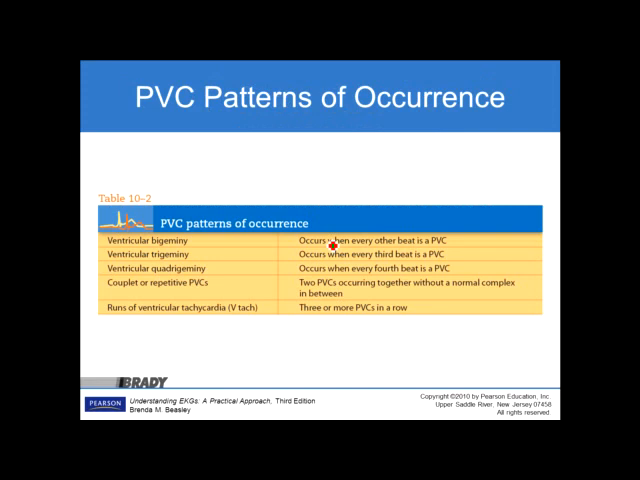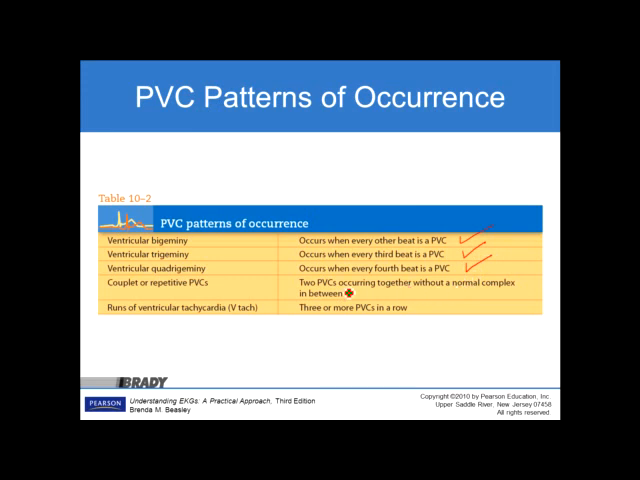PVC pattern and occurrence. Whenever we see them coming frequently, we're going to use that pattern verbiage that we learned back whenever we were looking at PACs. Bigeminy means every other beat. Trigeminy, tri meaning third, means every third beat. Quadrigeminy, quad meaning 4, means every fourth beat.